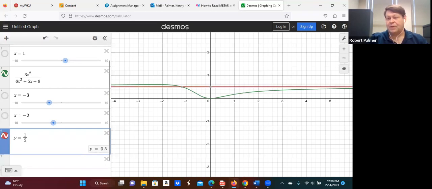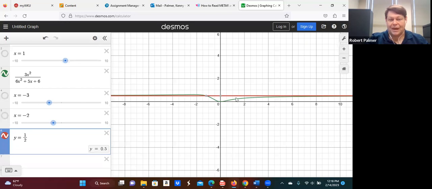As we see, the same thing. It approaches that line far from 0. So we look at our leading terms, the highest power terms in the numerator and denominator, and then those coefficients in front. In this case, 3 over 6, or 1/2, becomes our horizontal asymptote.